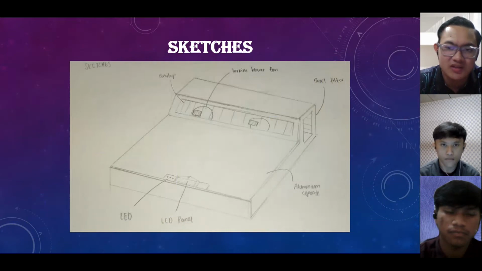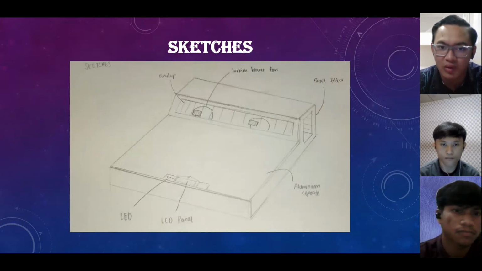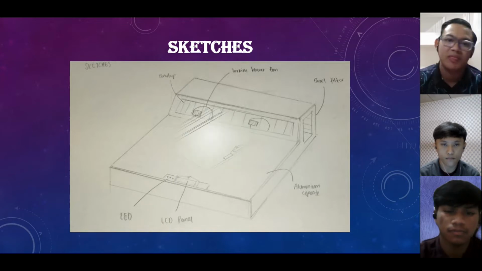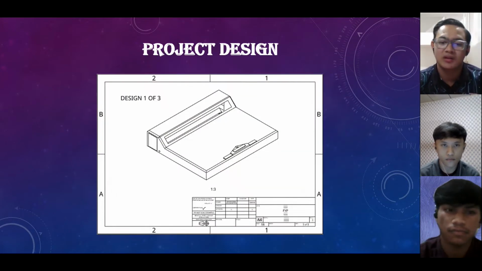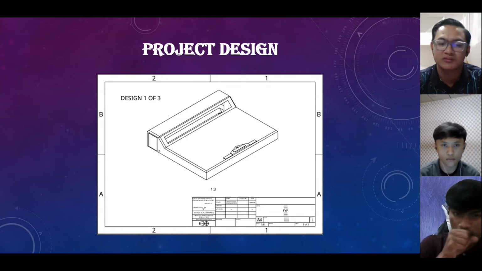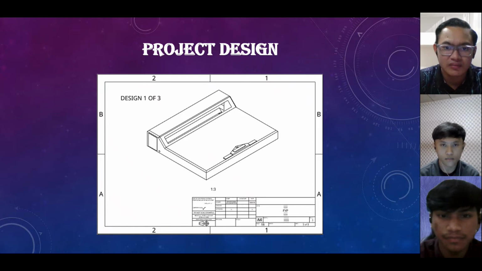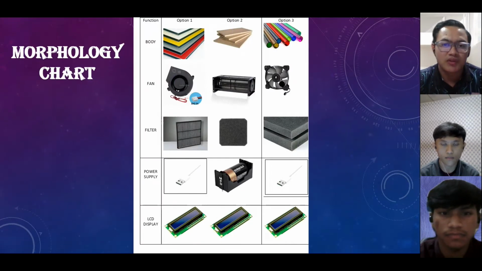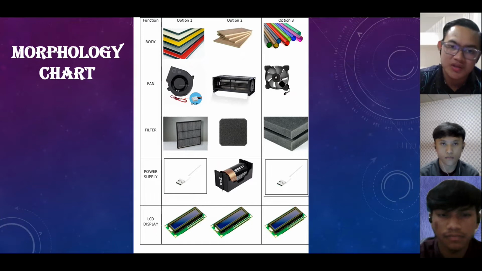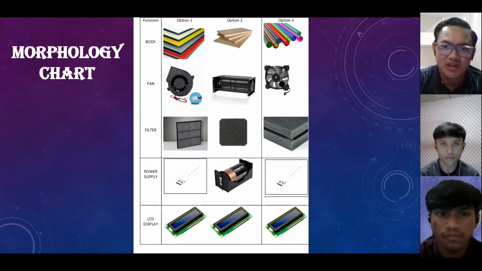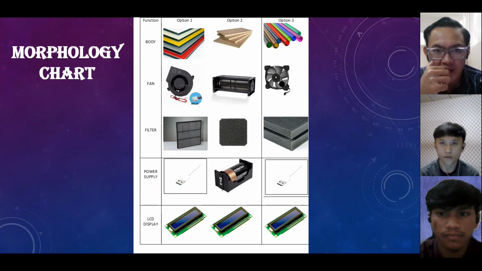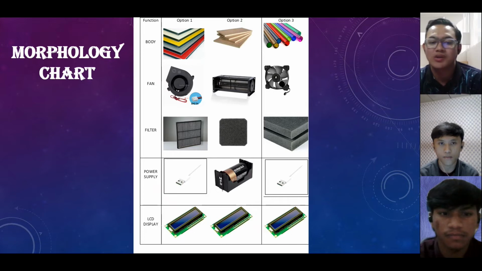This is the basic sketch of our early planning for our project. And this is the computer-aided design of the laptop cooler. As for the morphology chart, we use 3 options, and we chose option 1 for our final design, and we use a thermoplastic, if I'm not mistaken. And for the fan, we use a turbine blower fan and a panel filter. And for power supply, we use USB 3.0 and an LCD display.